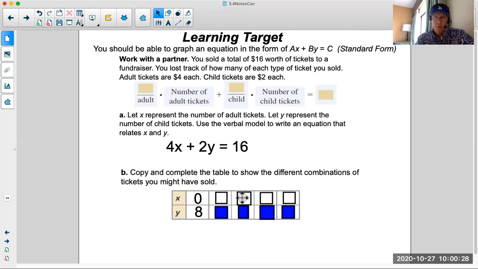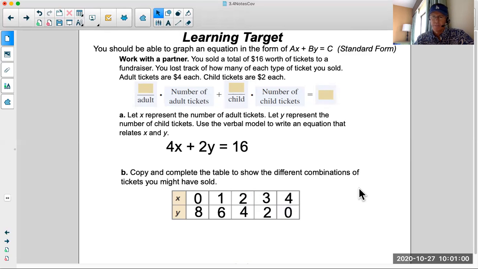Okay, well, what if you sold 1 adult ticket? Then this would have a value of 4, which means this has to have a value of just 12, right? Well, 2y, if it was equal to 12, means y would be what? 6. Okay, try filling in the rest of it. Hopefully for 2, you had 4. And if you sold 3 adult tickets, this is worth 12, so this is only worth 4. And so you would have 2 and 4 and 0.